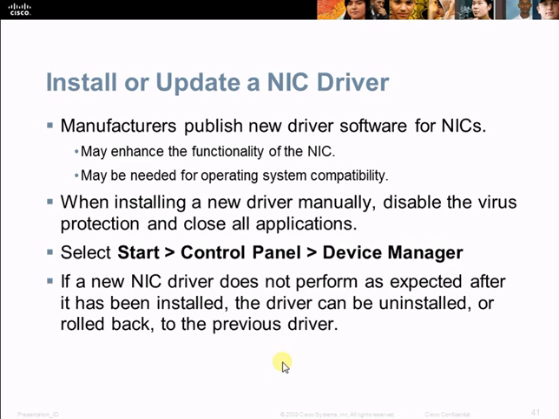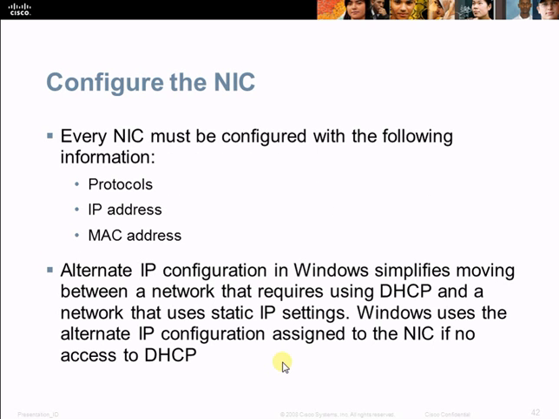And then you can go in and manually configure the NIC card with our protocols, or IP address, or MAC address, or you can do it all automatically via the DHCP server, and that's how we're going to do it in most cases today. The only time that you might not do it this way is if you were setting up a special printer or a server of some type and you wanted to have the device have a static address. You would manually program it.